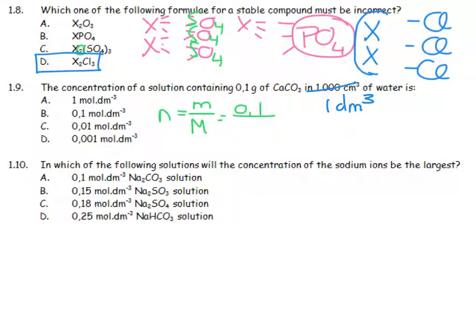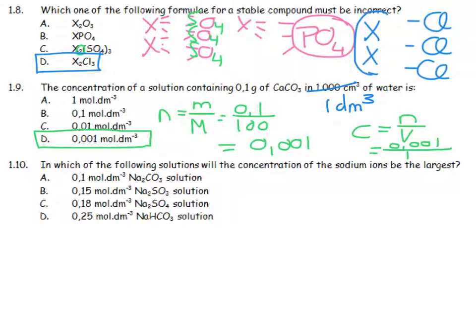The molar mass of calcium carbonate turns out to be equal to 40 plus 12 plus 48, and that is exactly 100, which is very convenient and cute. So that turns out to be 0,001. And then I say concentration is equal to number of moles divided by volume. 0,001 divided by a volume of 1 decimeter cubed, and therefore my concentration is going to be 0,001 moles per cubic decimeter.